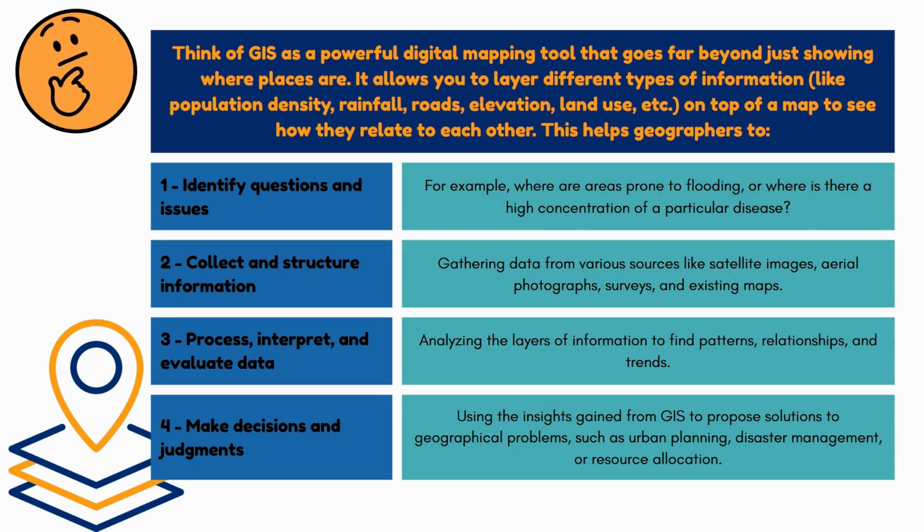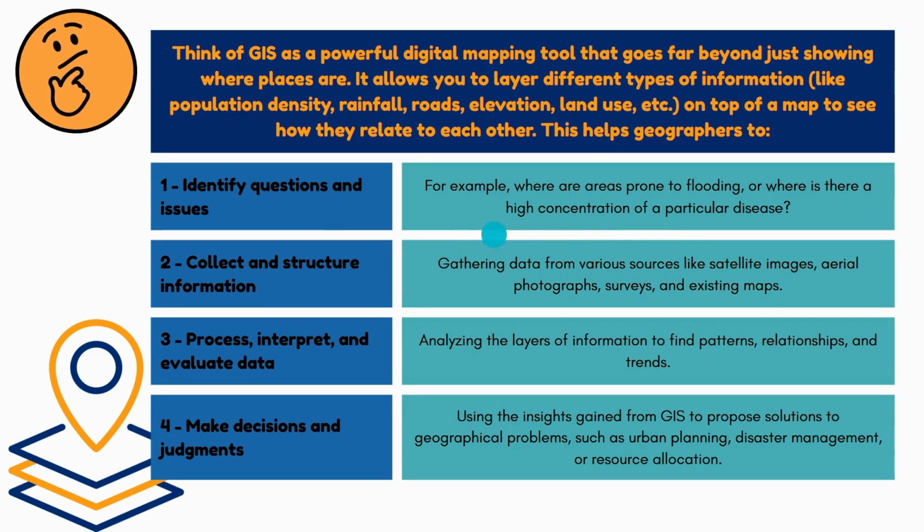And this information helps geographers in four ways. Firstly, to identify questions and issues. So, for example, where are areas prone to flooding? They can see that using GIS. Or, where is there a high concentration of a particular disease? They use it to collect and structure information.